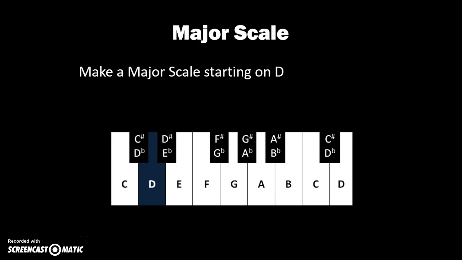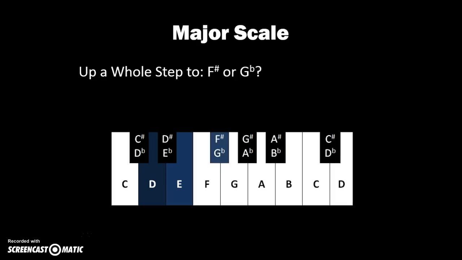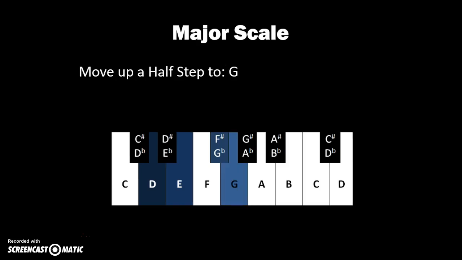So we start on D and construct a tetrachord. Up a whole step from D is E. And up from E, we go a whole step again. We have to skip over F natural and get up to this key. Are we going to use F sharp or G? Well, I kind of already gave it away, because we have to use some sort of F, so we have to use F sharp. Going up from there, we go a half step, and that brings us to G.